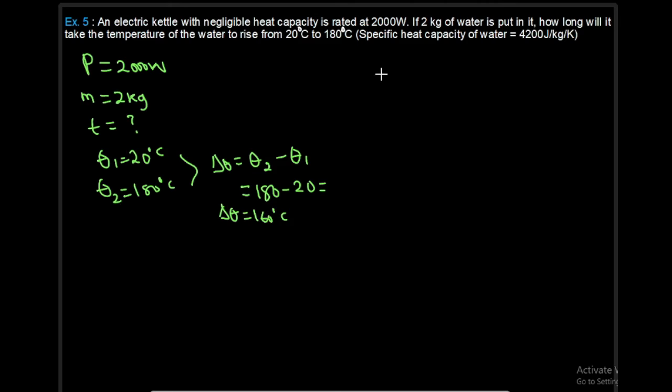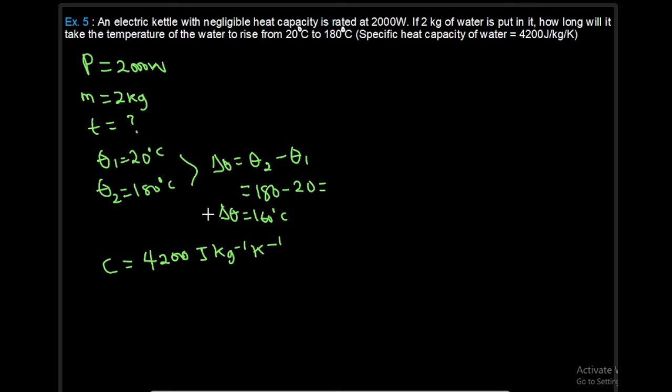Okay. Now they also gave us the specific heat capacity of water to be 4,200 joules per kilogram per Kelvin. All right. So how do we go about this question?